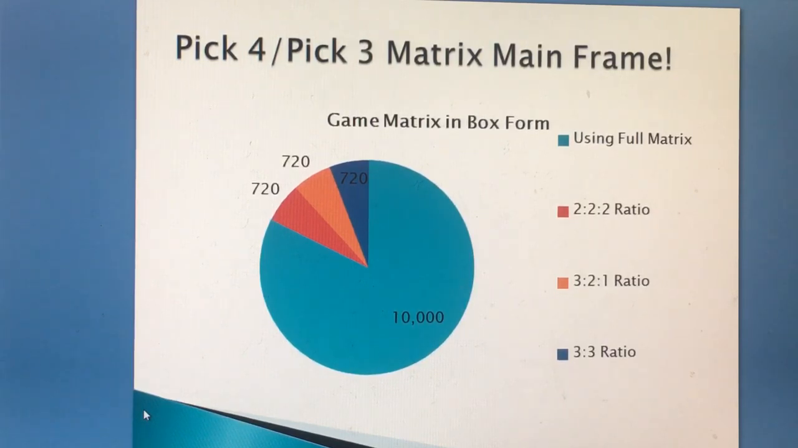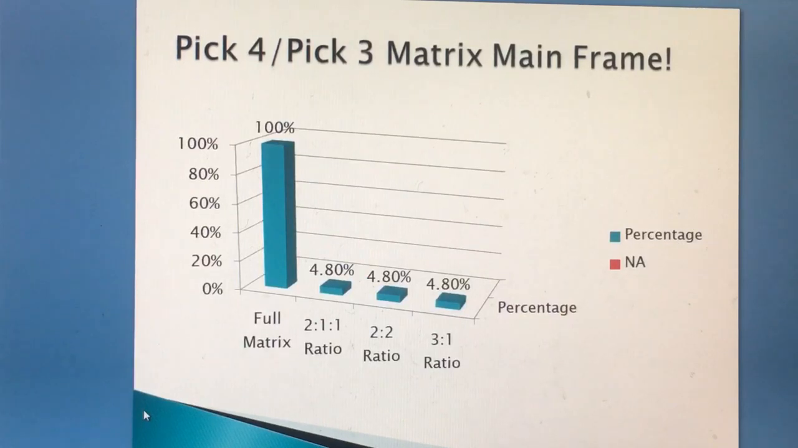So that's the mainframe of the Pick 3 and Pick 4, and this will help you hit frequently. Now you can even take a chance and upgrade your mainframe, or make it even riskier. And how do you do that? So 100%, instead of using the 6 ratio mainframe, using the 4 ratio: 2-1-1 ratio, 2-2 ratio, and 3-1 ratio. What that means is you'll be using 100% of the full matrix, or you can use a 2-1-1 ratio, 2-2 ratio, or 3-1 ratio, which use 4.8% of the total matrix.